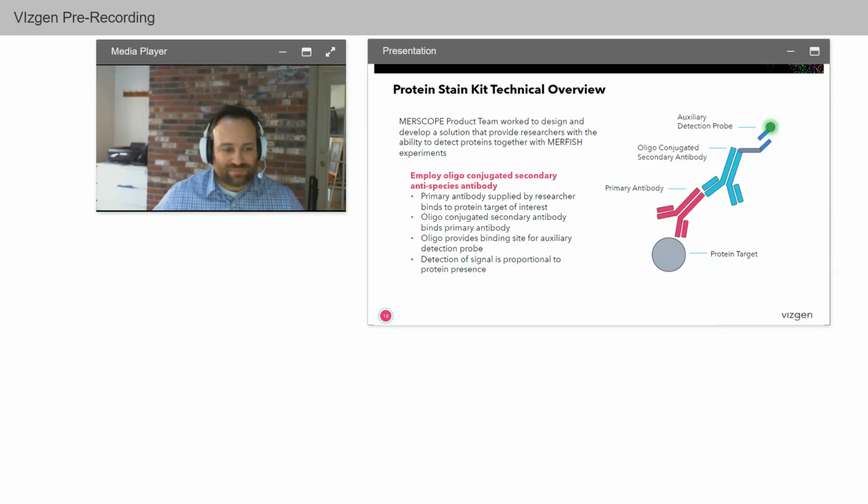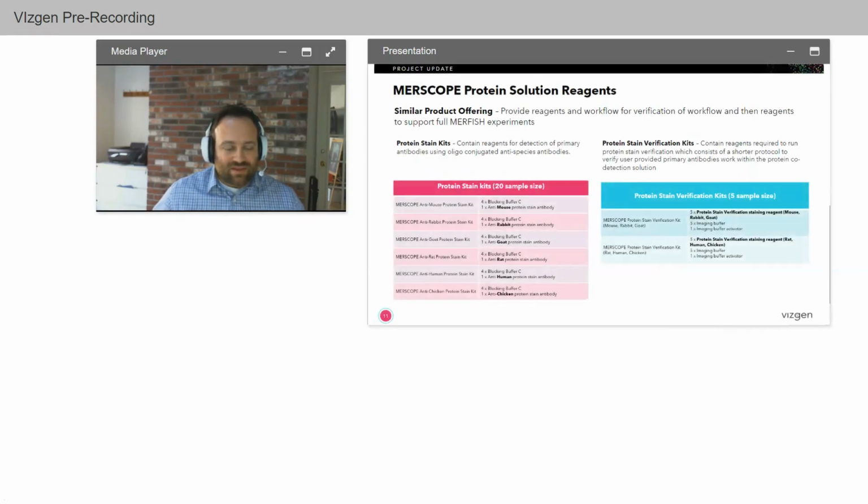How we've packaged this is we offer protein stain kits. So those antibodies are contained within these protein stain kits. We offer 6 different types: an anti-mouse, anti-rabbit, anti-goat, rat, human, and chicken. Each one of these protein stain kits is good for 20 samples, 20 MERSCOPE samples, or verification samples, which I'll get into in a second. It also contains the blocking buffer that is required in order to move through the workflow here.